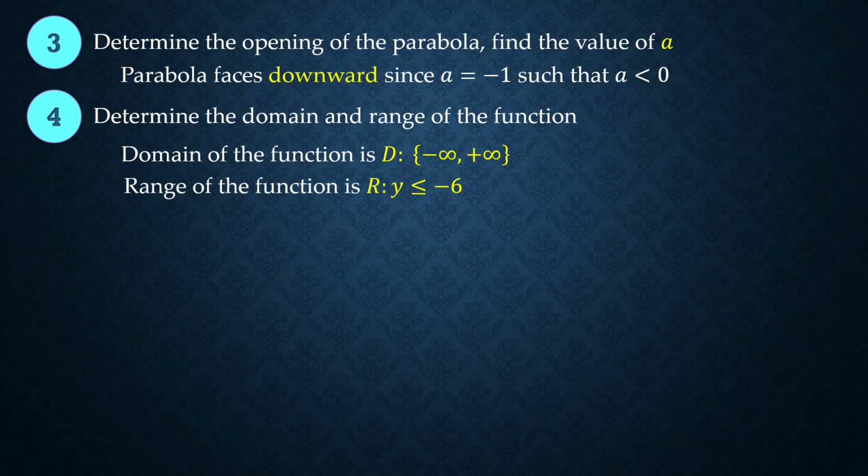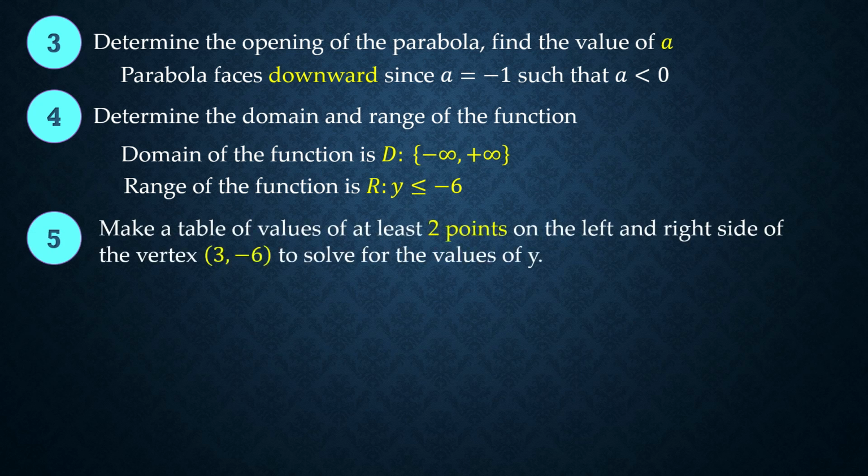Our vertex is (3, negative 6). So therefore, the negative 6 represents the value of y. Since the parabola is facing downward, the possible values of y are less than or equal to negative 6, because it opens downward. So y is less than or equal to negative 6. The largest value of y is negative 6, and the other values of y are smaller than negative 6. That is negative 7, negative 8, negative 9, negative 10, and so on.